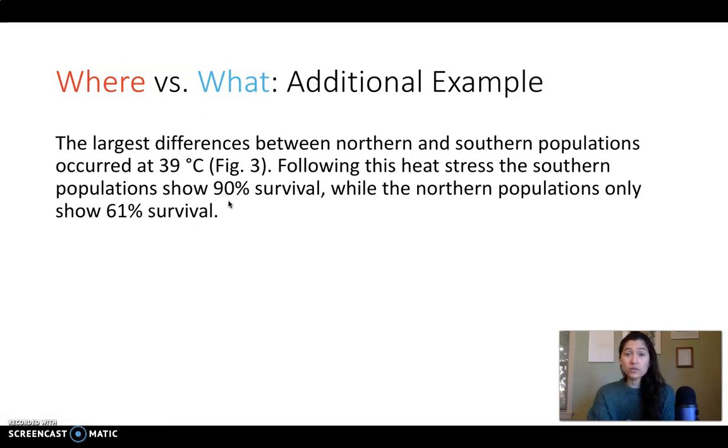So I'll give you some time first on your own. Think about the where and what for this particular excerpt. What criteria do these sentences address? Where and what, or just what, and where would you find it within there? I'll give you some time to think about that on your own first.